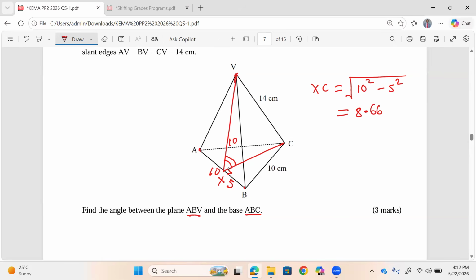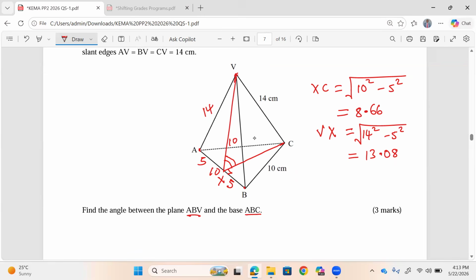Then the length VX. This is 14, and this also became 5 after subdividing. So now we can work again with 14 squared minus 5 squared, the square root. So 14 squared minus 5 squared, then we take the square root of 171, which is 13.08.